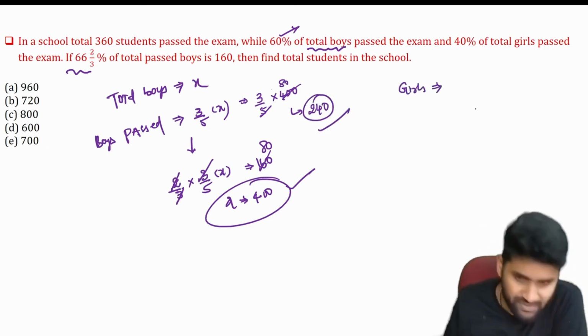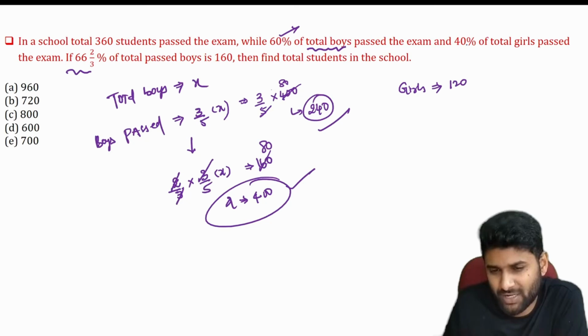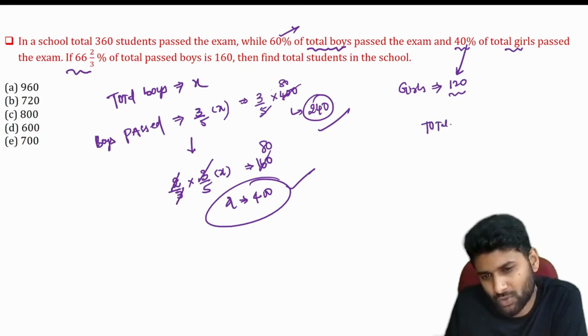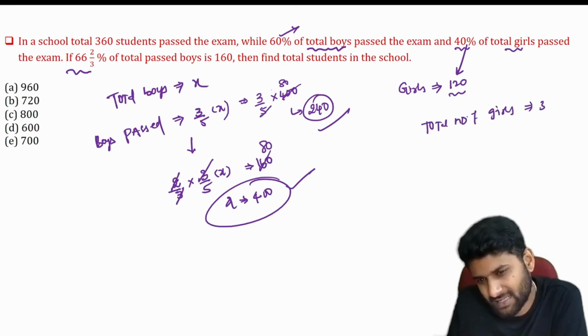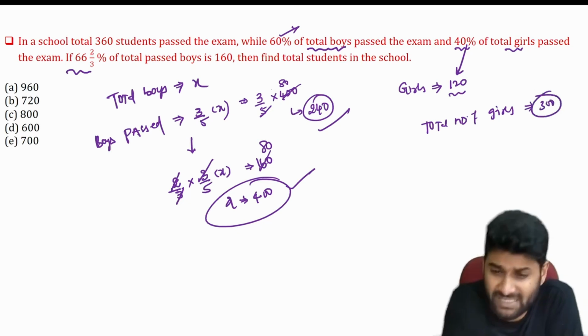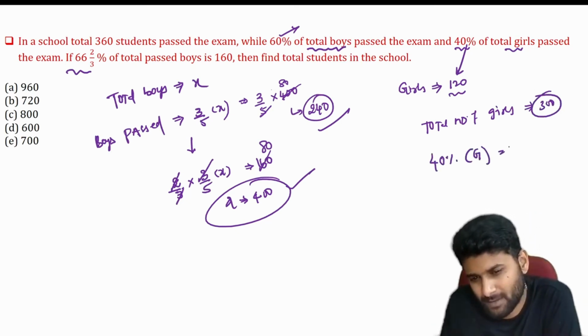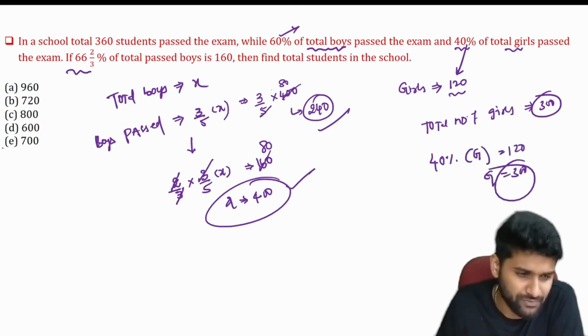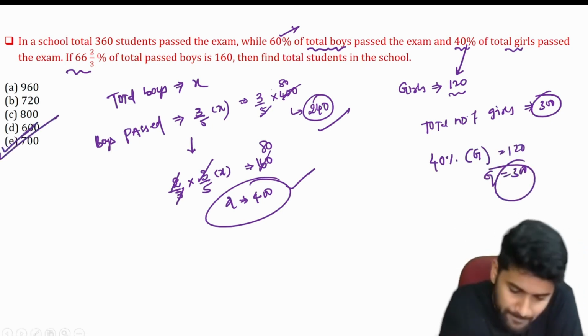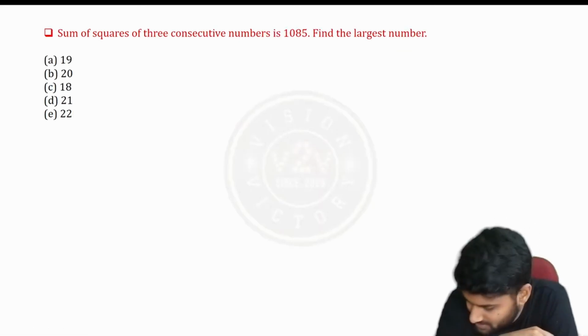How many girls passed? 120. Now you should understand that 40% of total girls passed is exactly equal to 120. Then what about the total number of girls? The total number of girls is exactly equal to 300. Guys, 40% of girls, just calculate in this way if you want the information. 120, you will get the girls is 300. Now the question: what is the total number of students? Take this question.